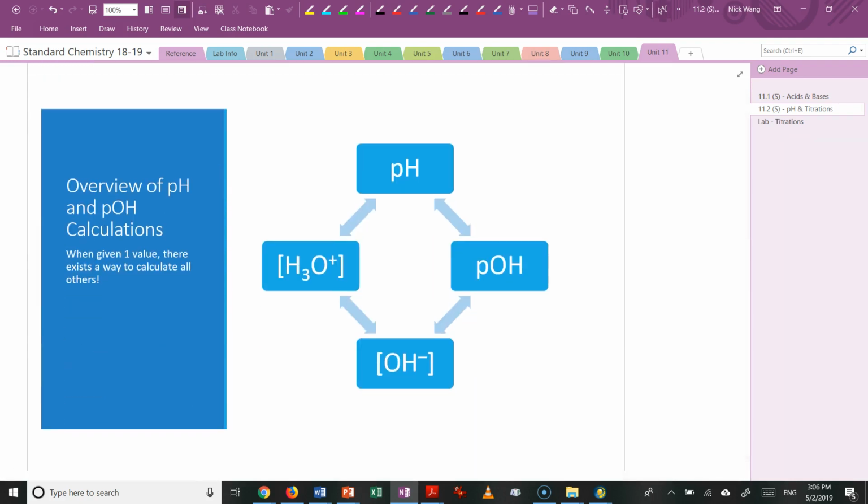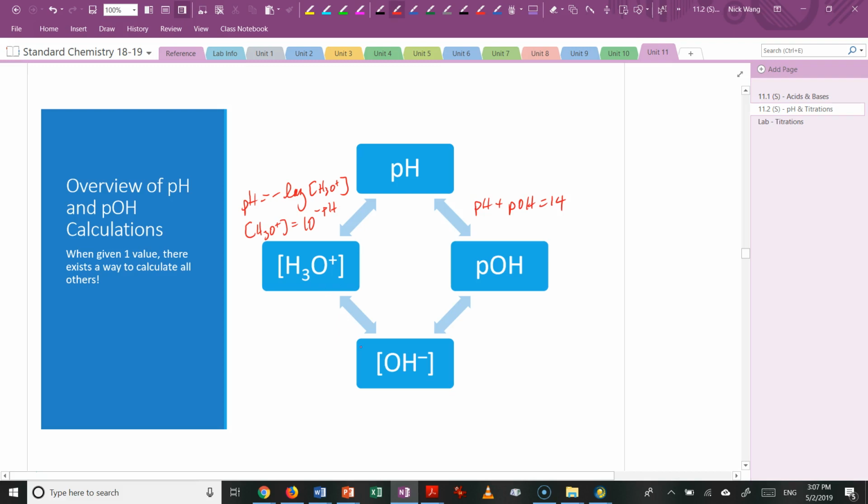Finally, this would be a nice little chart to help you keep things organized. This is basically a little cycle that helps you know that if you're given one of these, you can figure out the rest. For example, what does it take to go between pH and pOH? Knowing that pH plus pOH is equal to 14. How do you go from pH to H3O plus? You either have the negative log of H3O plus equal to pH, or alternatively, the concentration of H3O plus is equal to 10 raised to the negative pH. What we just did a minute ago.